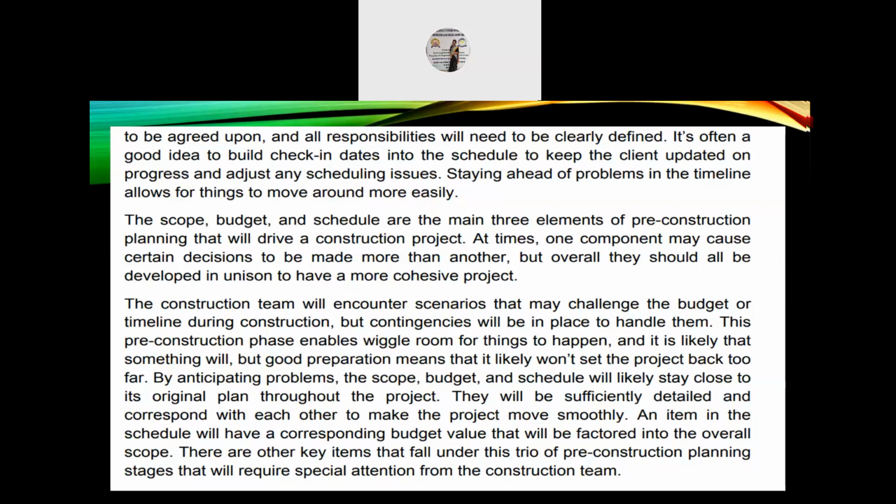They will be sufficiently detailed and correspond with each other to make the project move smoothly. An item in the schedule will have a corresponding budget value that will be factored into the overall scope. There are other key items that fall under this trio of pre-construction planning stages that will require special attention from the construction team.